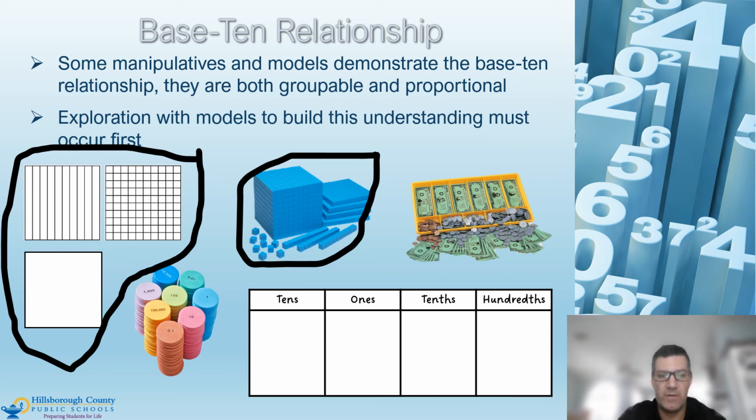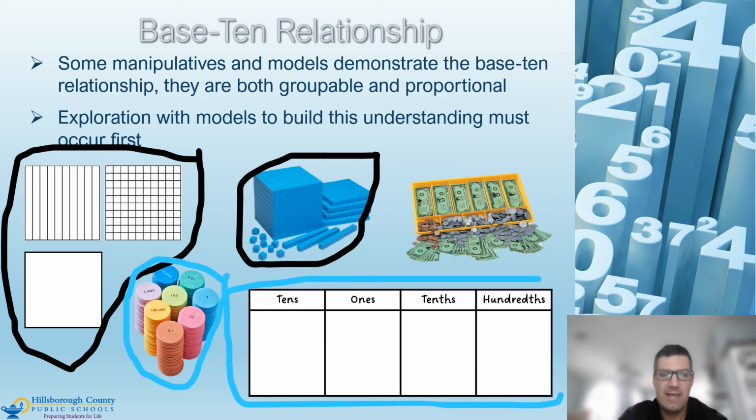We have to start with those models first. Then we can move on to maybe using our place value mat, using our place value discs. Those don't have a base 10 relationship. They're not proportional, but I can group them. I know I can take 10 ones and put those discs together and trade it in for a 10. Or take 1 and trade it in for 10 tenths. I can do that. But what about just money?